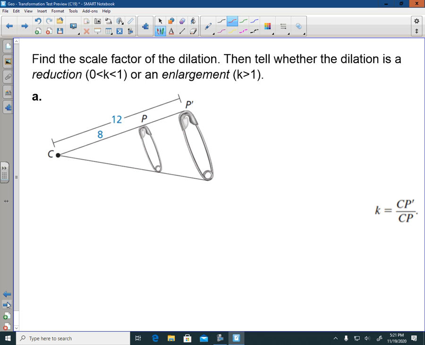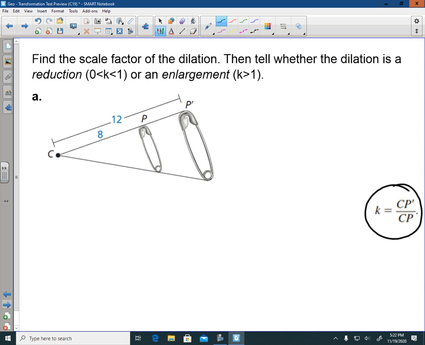All right, then the last transformation we started talking about was dilations, and the first thing we talked about was whether or not you could find the scale factor of a dilation, and then if you could tell whether it was a reduction or an enlargement. Finding the scale factor was a matter of using this cute little formula right here, CP prime over CP.